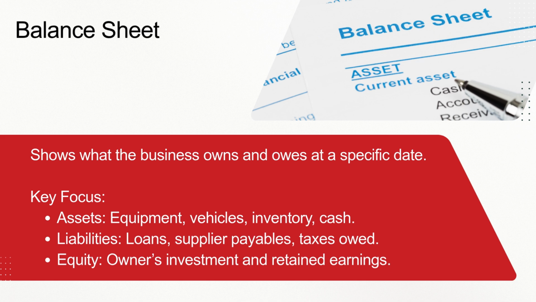It also includes liabilities. These include loans, supplier payables, and taxes owed. And lastly, equity, which is the owner's investment and retained earnings.